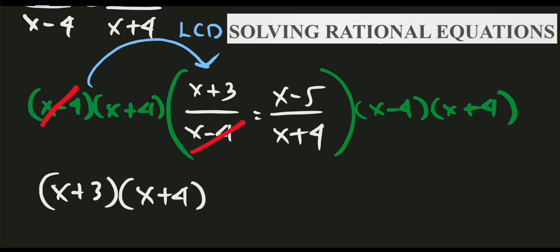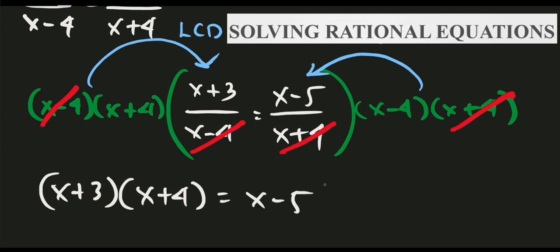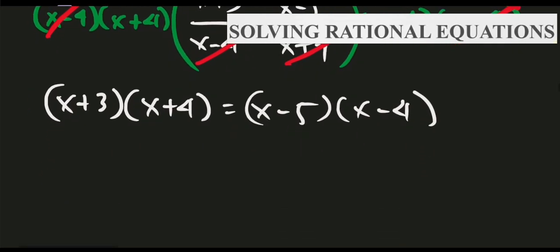Next, do the same thing to the right hand side of our equation. So multiply this, and again we have this common factor which is x plus 4 and another x plus 4. Therefore, just multiply x minus 5 to our remaining LCD, which is x minus 4. So let's multiply, therefore that is equals to x minus 5 times x minus 4. So it will give us this given set of expressions.